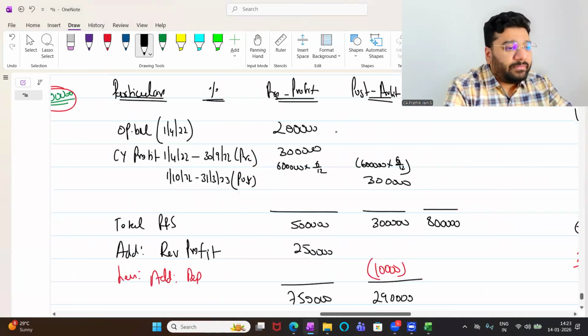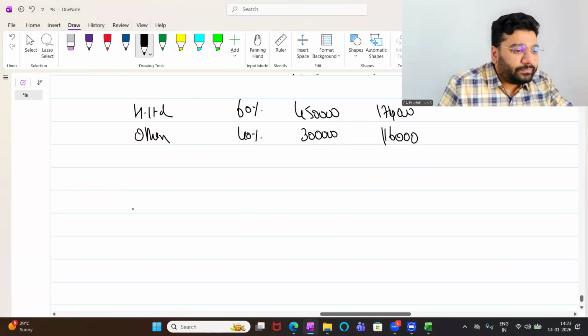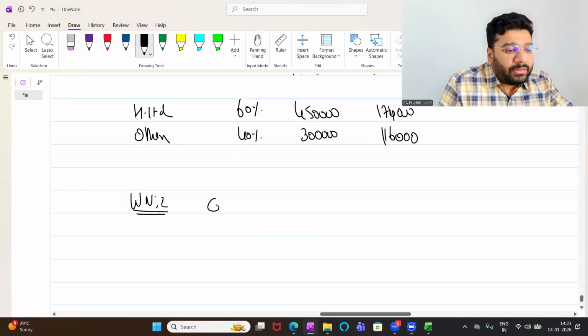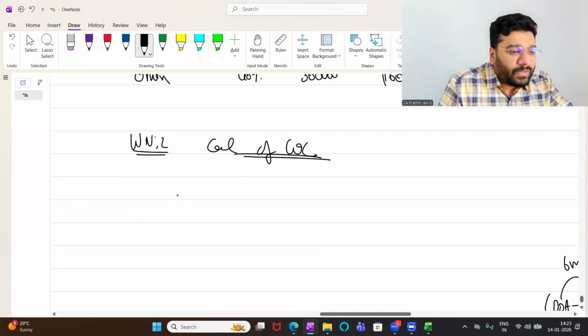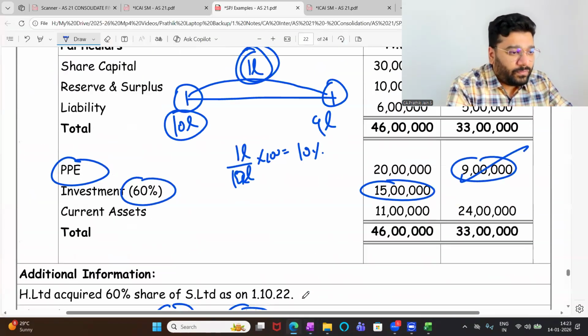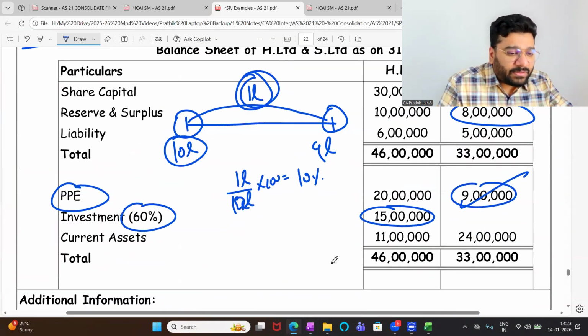Now that we've completed working note 1, let's go to working note 2. What is working note number 2? Calculation of cost of control, which is goodwill and capital reserve. How much is the investment? 15 lakhs. Minus net assets. Investment is 15 lakhs.